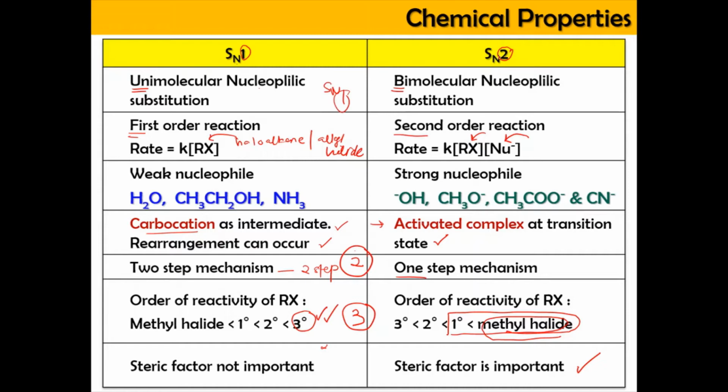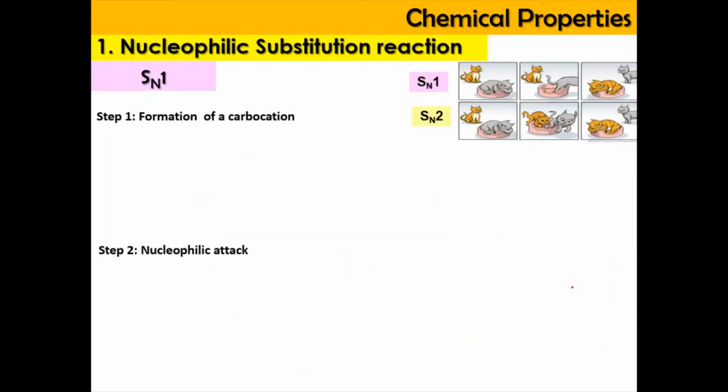For bimolecular, we are referring to SN2. So it involves one step, and a primary haloalkane is better for SN2. So SN1 is 1, 2, 3 and SN2 is 2, 1, 1. Okay, so these are the key ideas. Now we're going to look into the SN1 mechanism first.